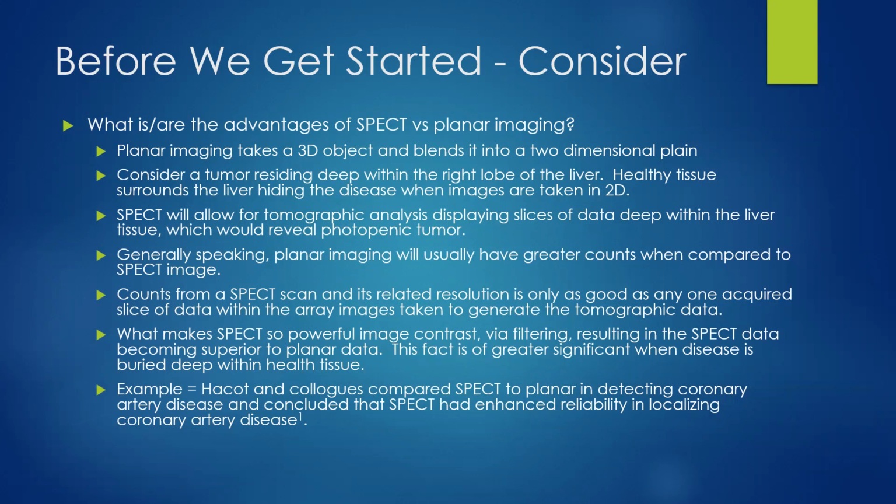What's the difference? Planar imaging takes a three-dimensional object and blends it into a two-dimensional plane, theoretically giving us a two-dimensional object. Perhaps the major problem with that is as we compress that image, if you, as an example, have a sulfur colloid liver spleen scan, and you've got the right lobe of the liver, and you've got some cold disease in the center of that liver surrounded by healthy tissue, theoretically you could miss it because there's too much activity surrounding it.